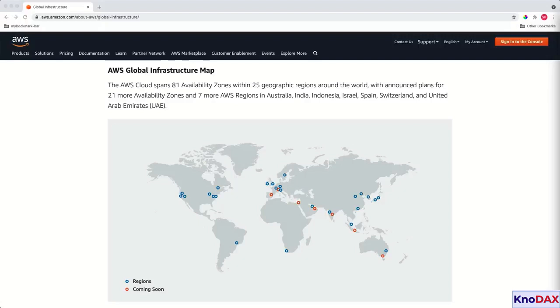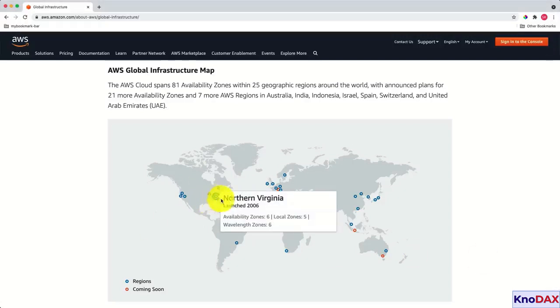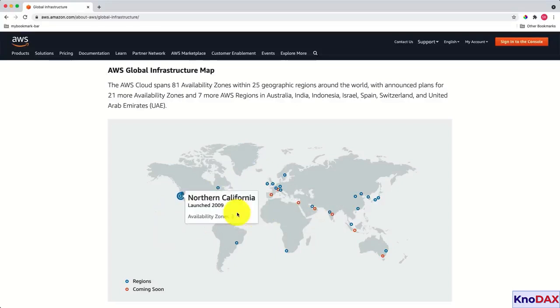Let's start with Northern Virginia. Northern Virginia has 6 availability zones. Let's look at Ohio. As you can see, Ohio has 3 availability zones. On the West Coast, Northern California has 3 availability zones. Let's visit Europe. London has 3 availability zones, and Frankfurt has 3. Bahrain has 3 availability zones. The UAE AWS region is coming soon. In India, Mumbai has 3 availability zones, and the region in Hyderabad is coming soon.